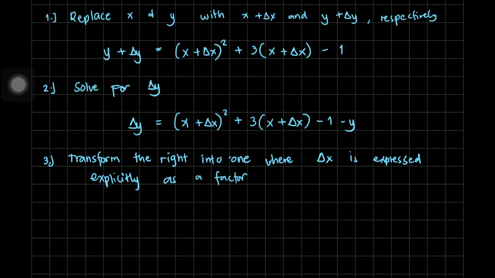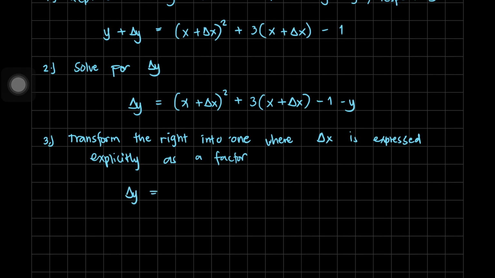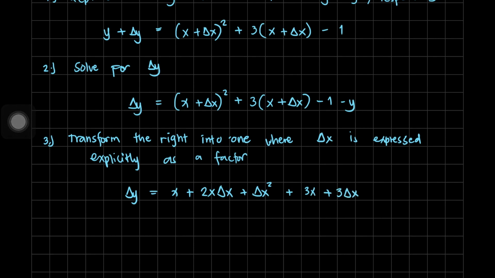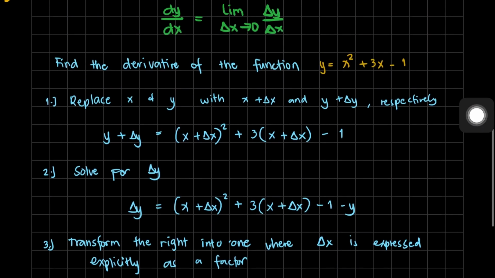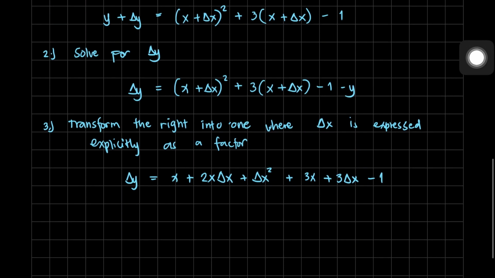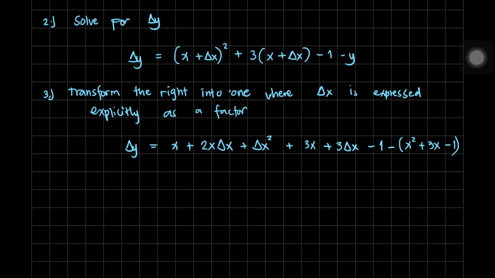So if we perform the operation now, we have delta y equals x squared plus 2x delta x plus delta x quantity squared. This is the expansion of x plus delta x quantity squared, plus 3x plus 3 delta x minus 1. And the value of y is equal to x squared plus 3x minus 1. If I substitute that, we have negative x squared plus 3x minus 1. So if we simplify this, delta y is now equal to x squared plus 2x delta x plus delta x squared plus 3x plus 3 delta x minus 1 minus x squared minus 3x plus 1.